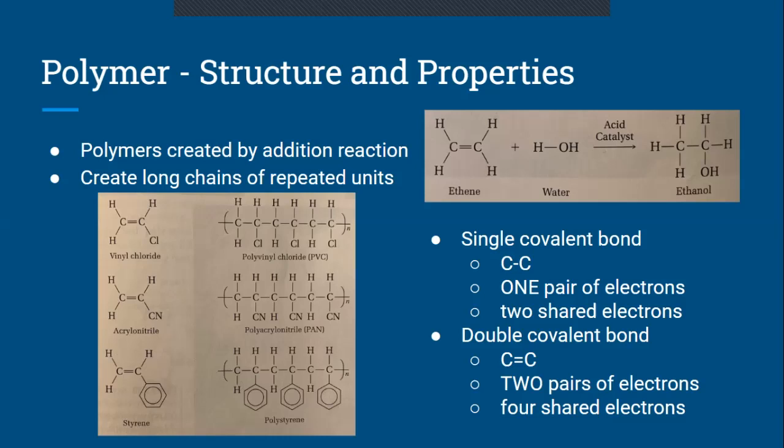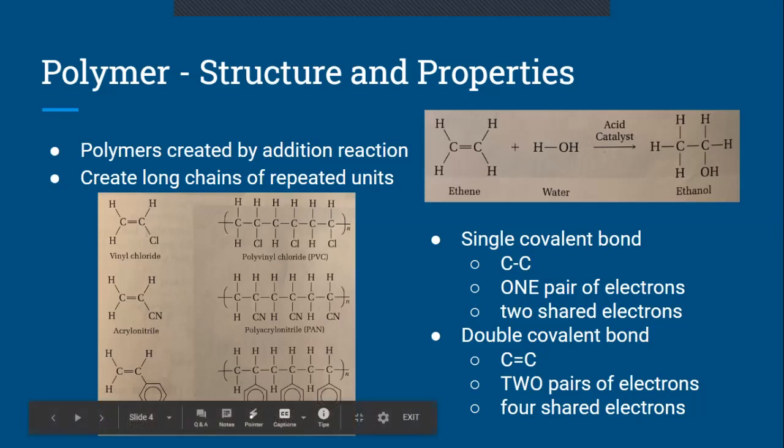Now, these addition reactions will create long chains of repeated units. So you could have this single unit that's a vinyl chloride, and when you add it together, you're going to get that same unit repeated over and over again. And that's now poly, or many, vinyl chloride. You might recognize PVC. Lots of times we've heard of PVC piping. It's used for many other things.